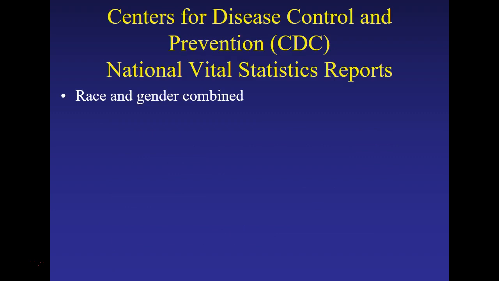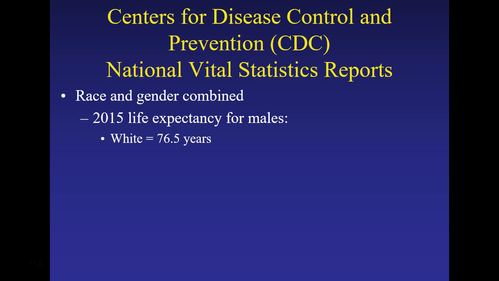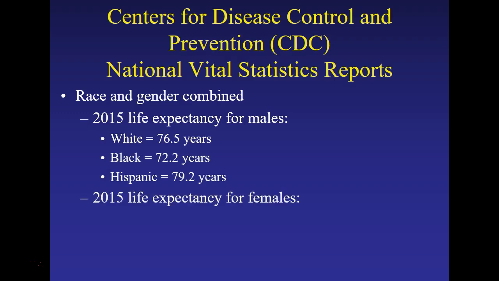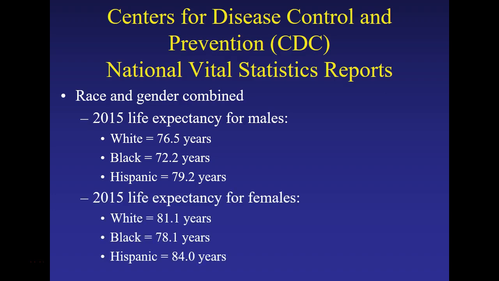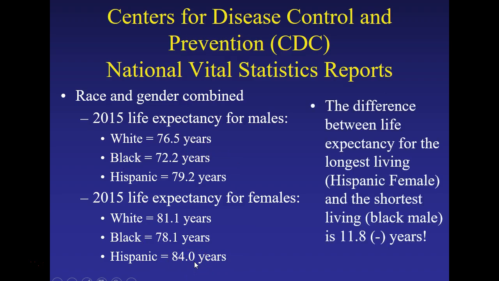All right, so if we combine race and gender, we see that in 2015, white males had, do they have the longest? They don't have the longest. It's still the Hispanic males who have the longest, and Hispanic females still have the longest. But let's look at the difference between the lowest life expectancy, the black male, and the Hispanic female that has the highest. That is an 11-year, almost 12-year gap. Why is there such a huge difference?